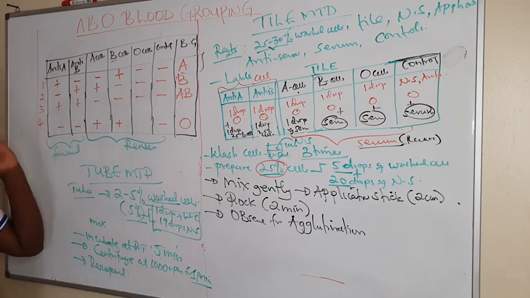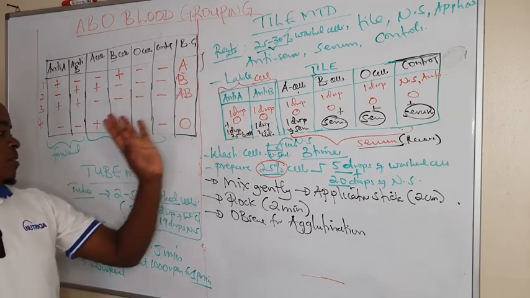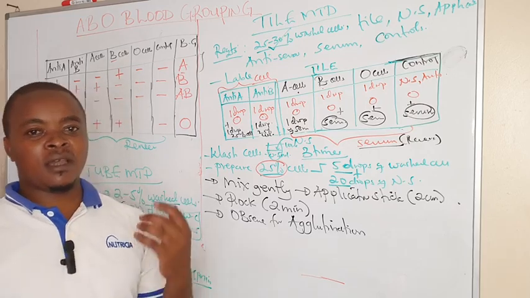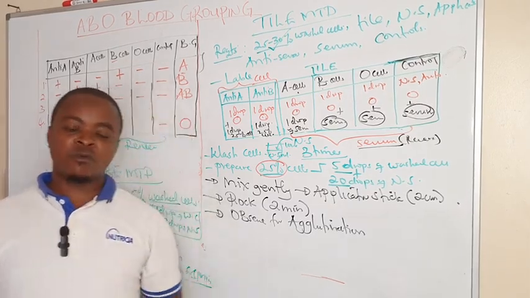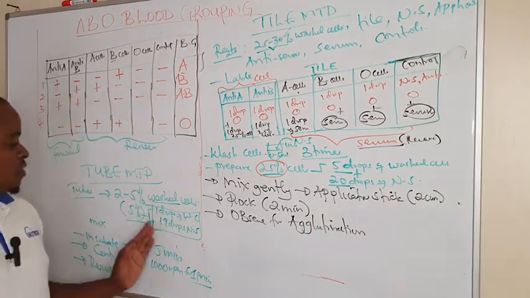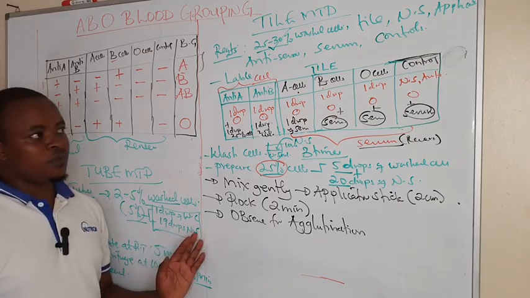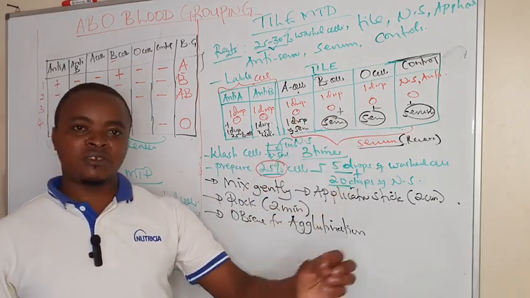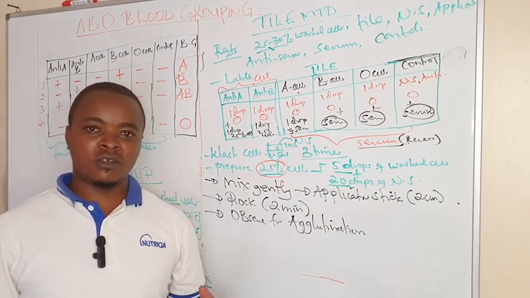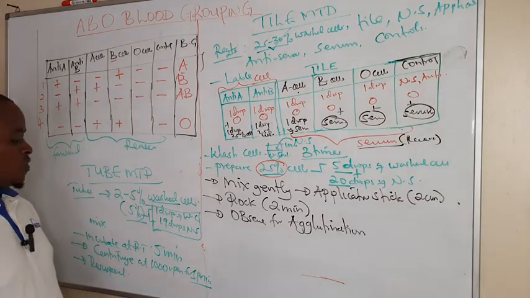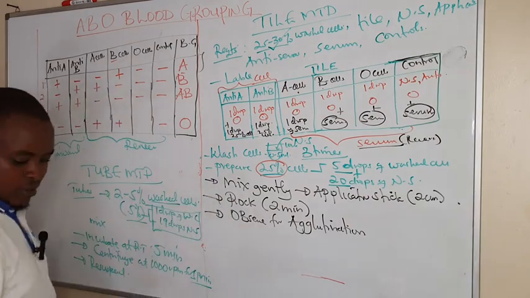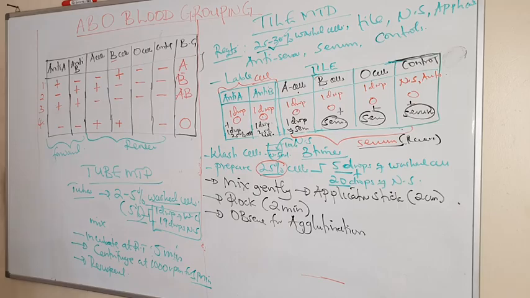In all the techniques, tile method and tube method, we do both cell grouping and serum grouping concurrently so that we can be accurate. And always remember to include controls. Controls we can use are normal saline, auto control, AB cells, O cells, and so forth. Among the controls we use, I can discuss them here.